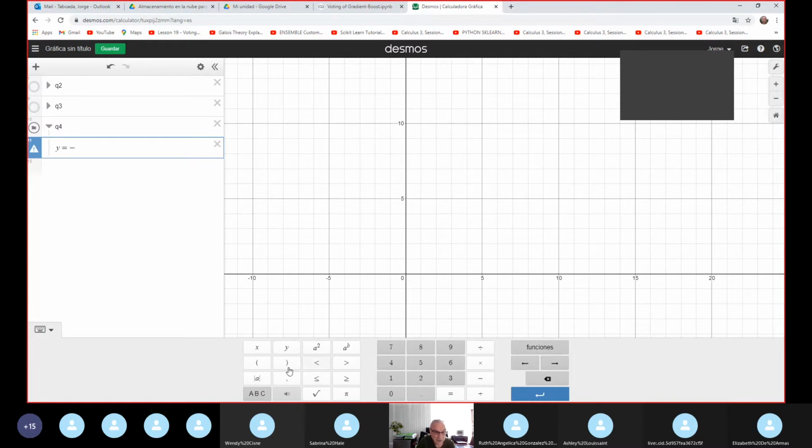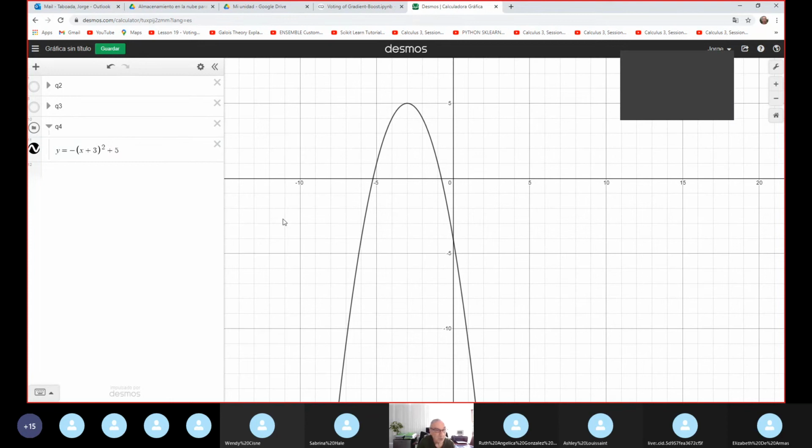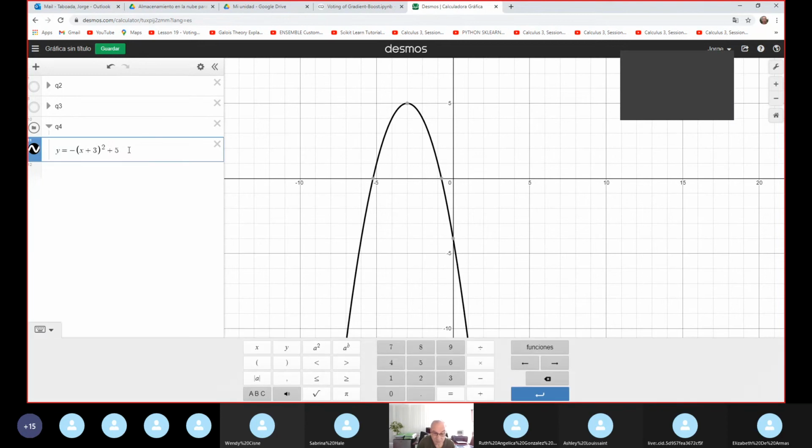Equal minus parentheses x plus 3. Well, not necessarily close the parenthesis because that's more automatic. I close the parenthesis, you put square. Plus 5. Okay, this is our parabola in black color.